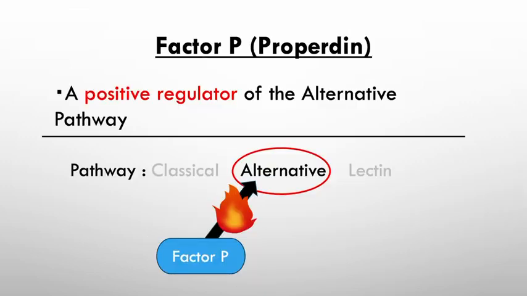First, what is factor P? Factor P is the positive regulator of the alternative complement pathway. Unlike the classical and lectin pathways, the alternative pathway can be activated spontaneously. Factor P plays a key role by strengthening and sustaining this activation.